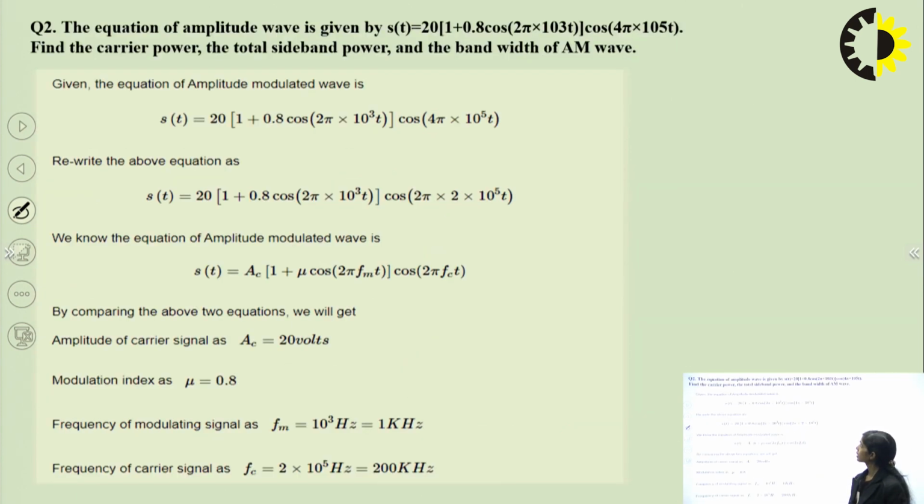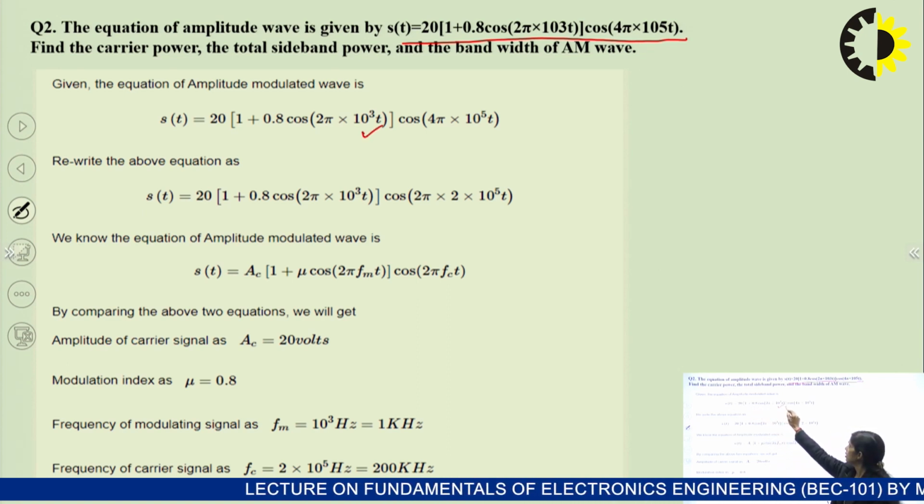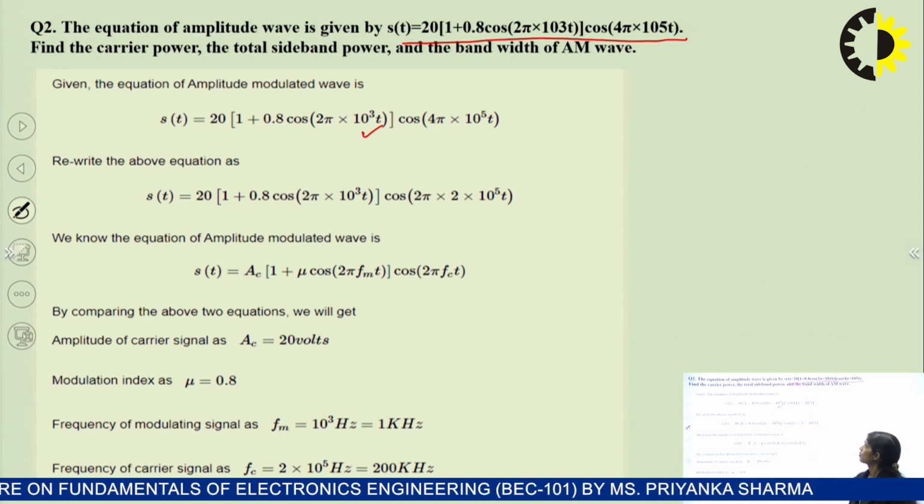Now next, we can take one more question for the analysis of amplitude modulated power. Again we have an equation of an amplitude modulated wave which is given in this form. That means s(t) is given by this formula. So this is another type of giving the numerical equation. If you look at this equation, s(t) equals 20 multiplied by (1 + 0.8 cos 2π × 10^3 t) cos 4π × 10^5 t.